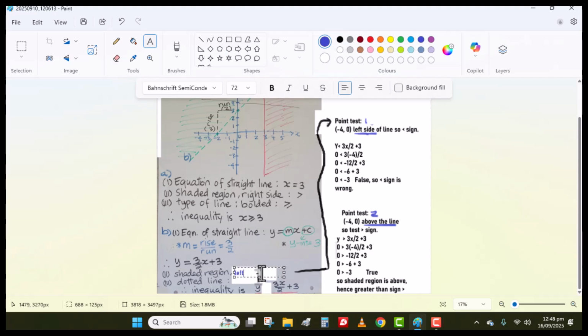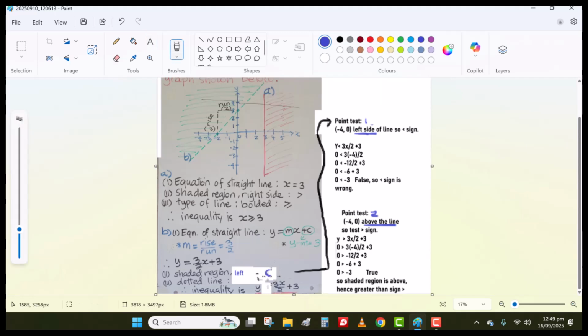The shaded region is on the left, so the sign that we'll be choosing will be the less than sign. That means the inequality will be, the sign will be less than, and because the type of line is a dotted line, all the points on the line are not part of the solutions, so there's no equal to sign. So the sign we are going to use is just less than. Therefore, our inequality will be y is less than 3x over 2 plus 3.